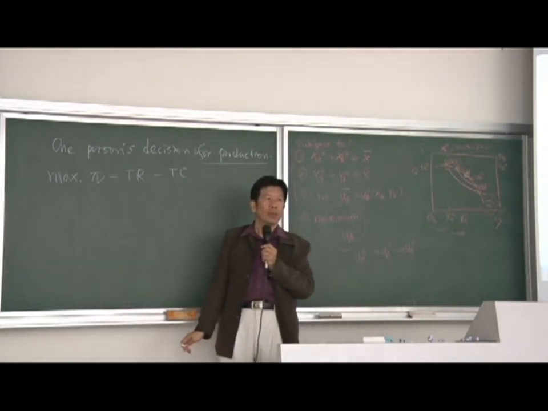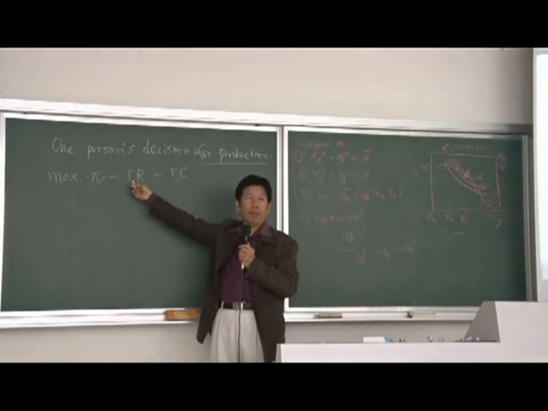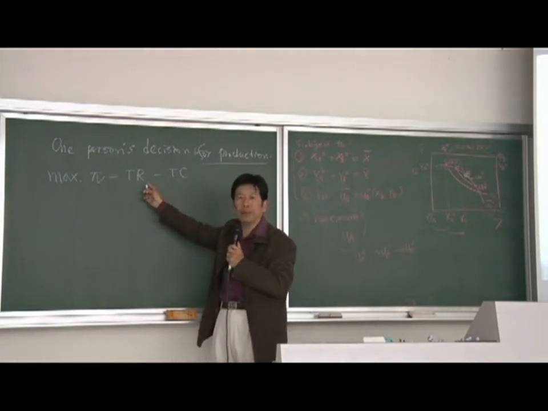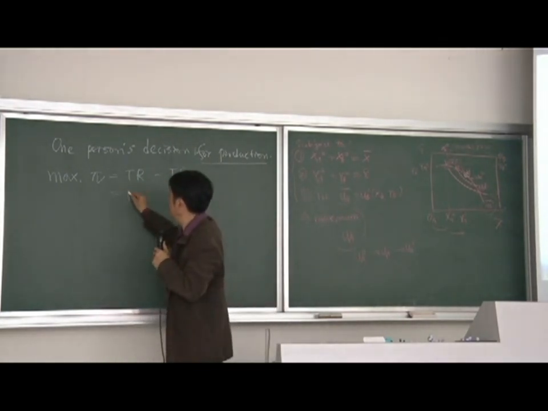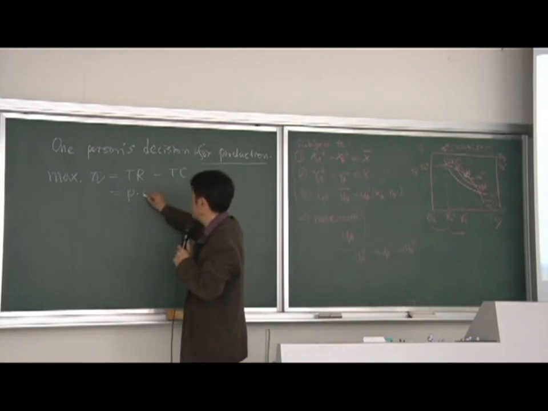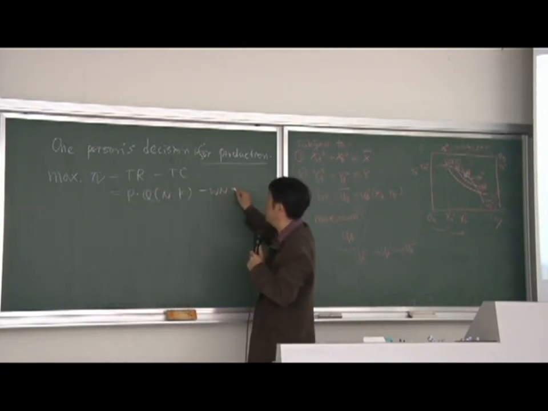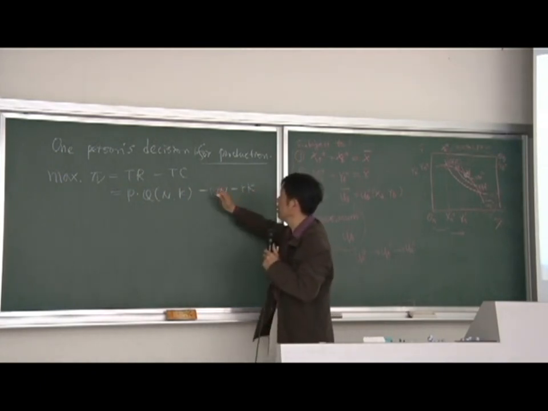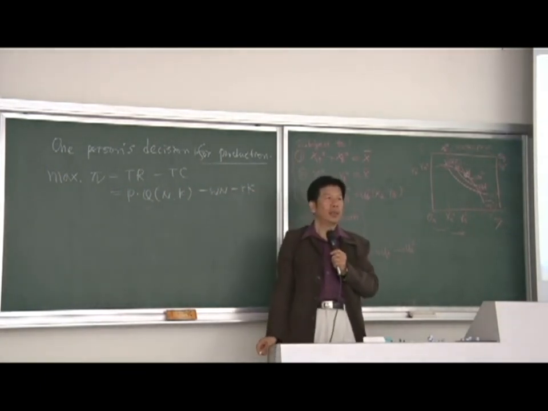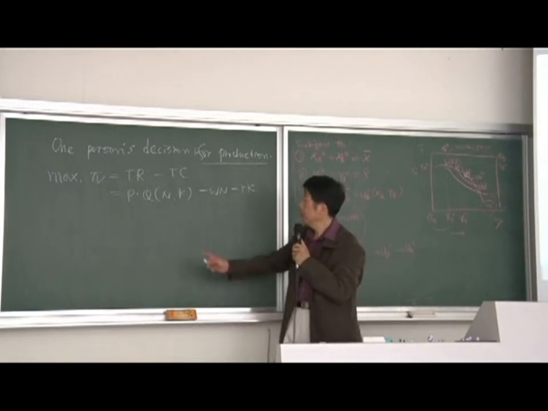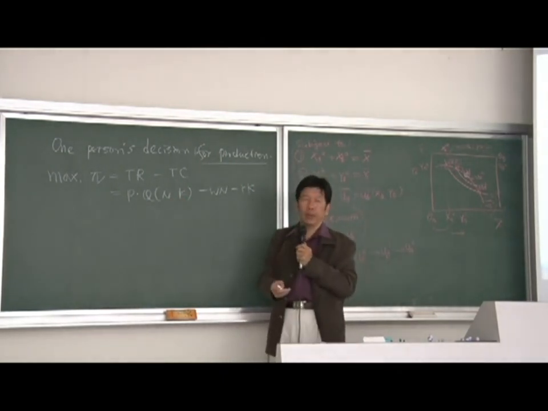Can you get this point? You want to have the maximum profit, so this is total value and then minus total cost. Here, this is price and this is quantity: P times Q minus W times L minus R times K. So you just imagine how to make your decision of production.